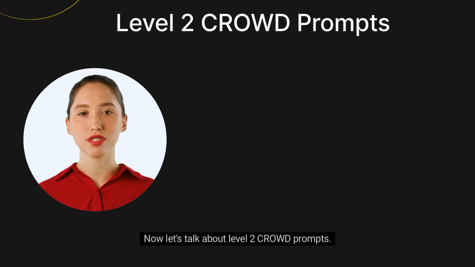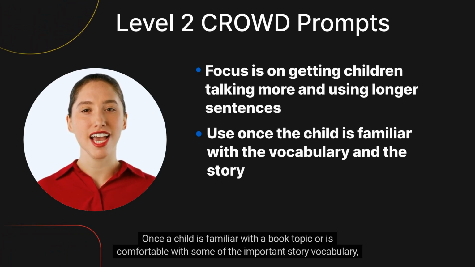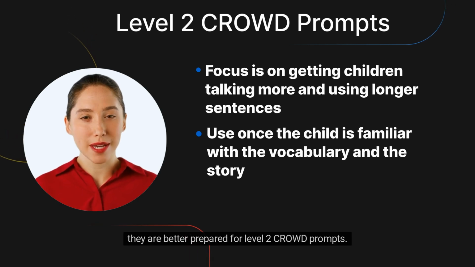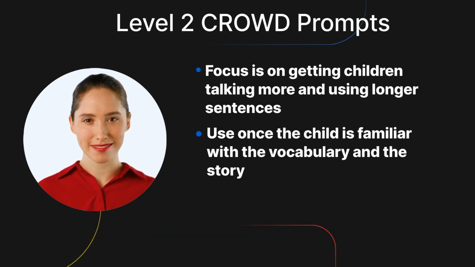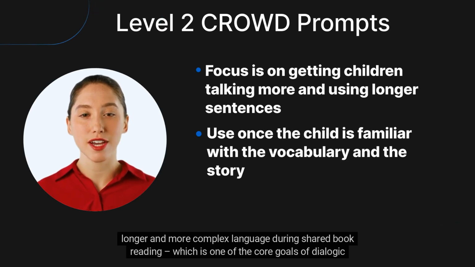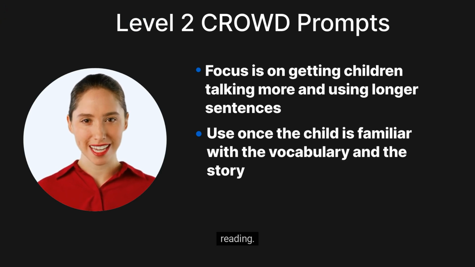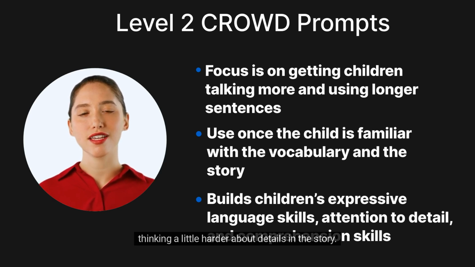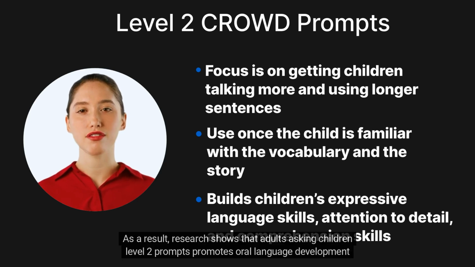Now, let's talk about Level 2 crowd prompts. Once a child is familiar with a book topic or is comfortable with some of the important story vocabulary, they are better prepared for Level 2 crowd prompts. Level 2 crowd prompts are really the sweet spot of dialogic reading because they get the child using longer and more complex language during shared book reading, which is one of the core goals of dialogic reading. Level 2 prompts are questions that often cannot be answered in one word, and for that reason they get children thinking a little harder about details in the story. As a result, research shows that adults asking children Level 2 prompts promotes oral language development and other key skills.